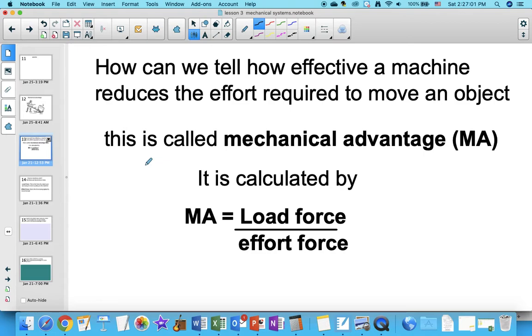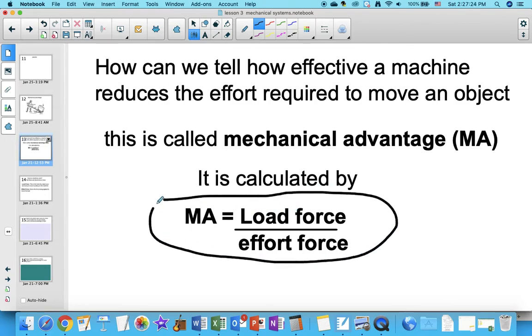So how can you tell how effective a machine is at reducing the effort required to move an object? Well, this is called a mechanical advantage. So mechanical advantage, or MA for short, is used to tell you how effective a machine is at reducing the effort needed to move an object. So mechanical advantage is calculated by load force over your effort force. Your load force over your effort force.